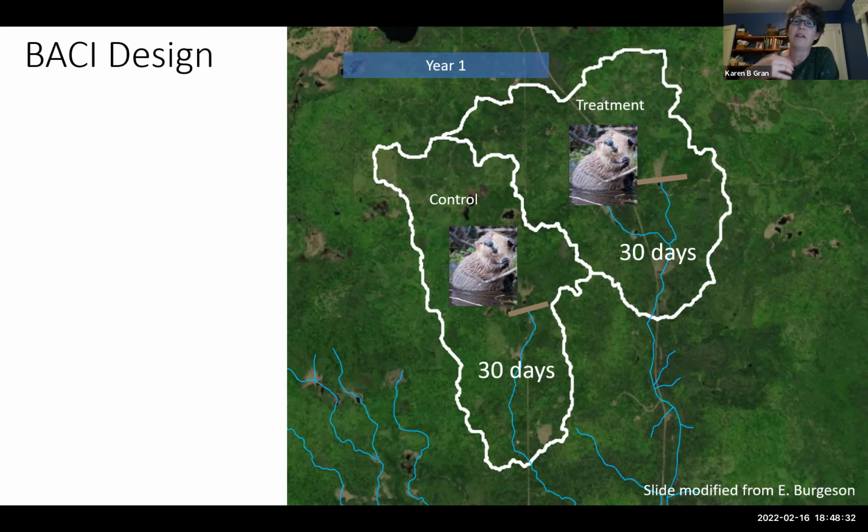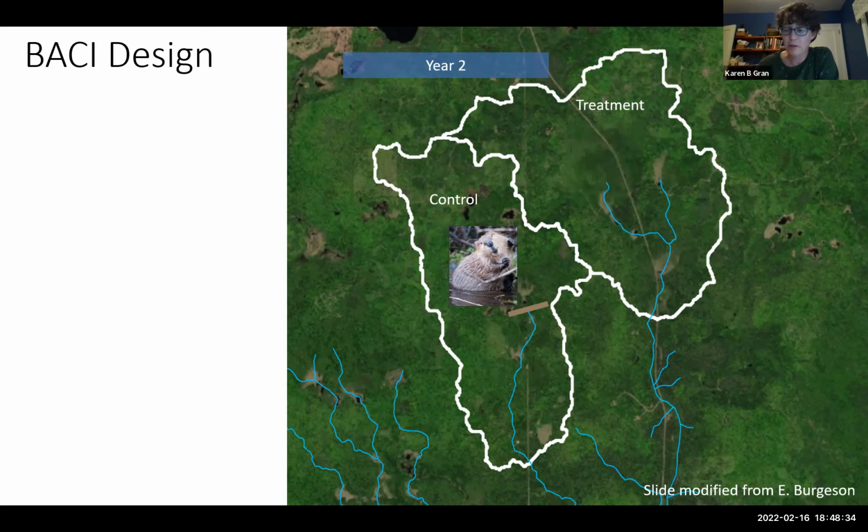The idea is that then in year 2, we remove the beavers from one of the sites, the treatment site, and then we compare how many days the 2 basins spend below low flow in the second year. What's important is not the number of days. You can see in both cases, they went from 30 days to 60 days for the control and 90 days for the treatment. So in both cases, they went up. It means it was drier in year 2. But what's important is the ratio between them and how that changes from year 1 to year 2. So in this case, the ratio went from 1 to 1 to 1 to 1.5.